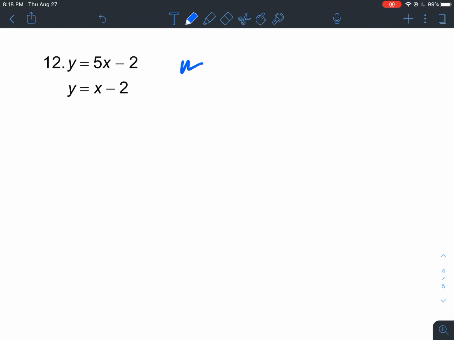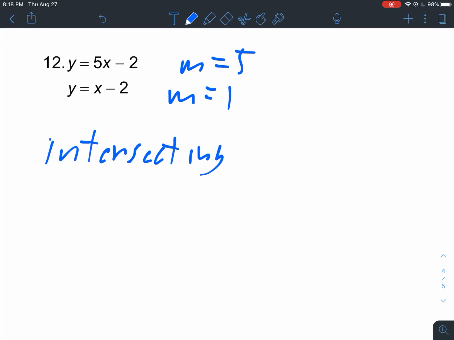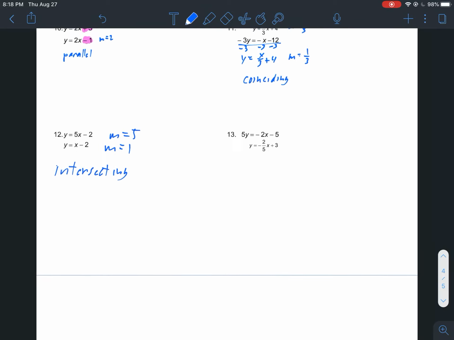Number 12, these have different intercepts. I'm sorry, different slopes. First one is 5, second one is 1. Since the slopes are different, these are definitely not parallel, and they're definitely not coinciding. So these are just regular intersecting lines. They might be perpendicular, they might not. If we look at the slopes, we actually know that they're not, but it doesn't matter. All we care about right now is that they're intersecting.